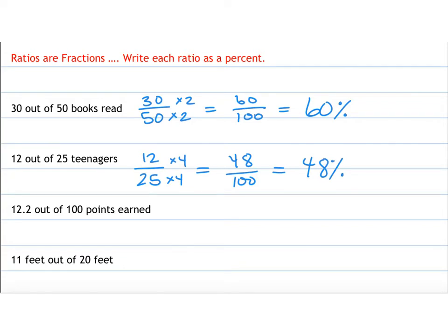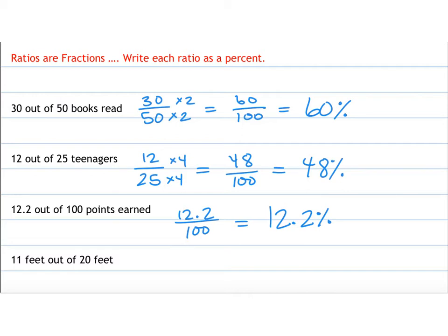12 2/10 out of 100 points earned. Write that as a fraction. The denominator is already 100, so we don't need to do anything to change it. So it is just 12 2/10%. Okay, you can have a decimal in your percent like that.